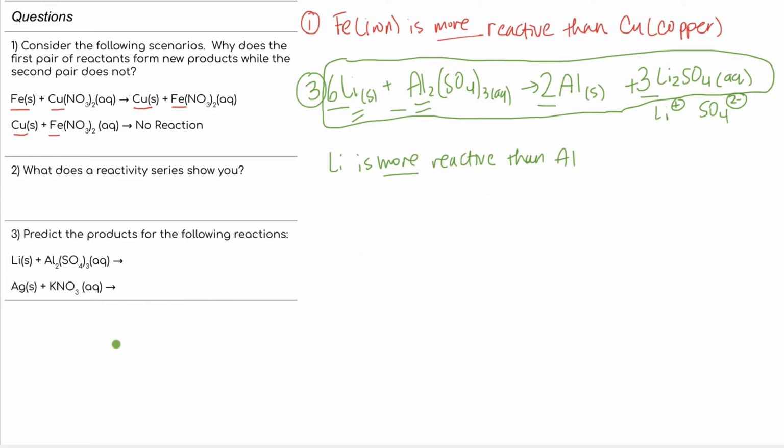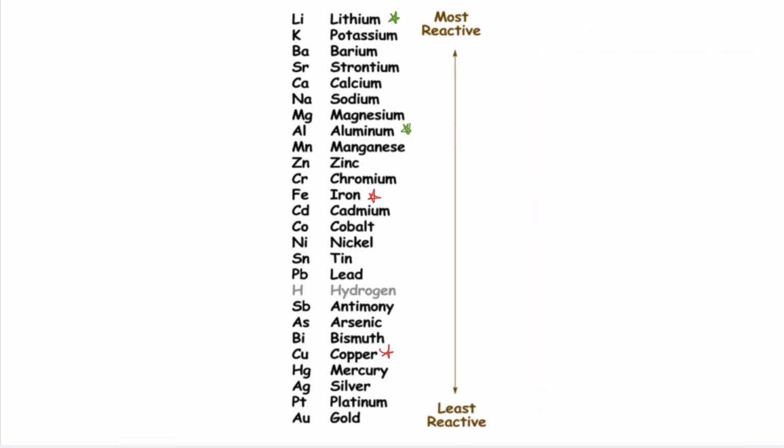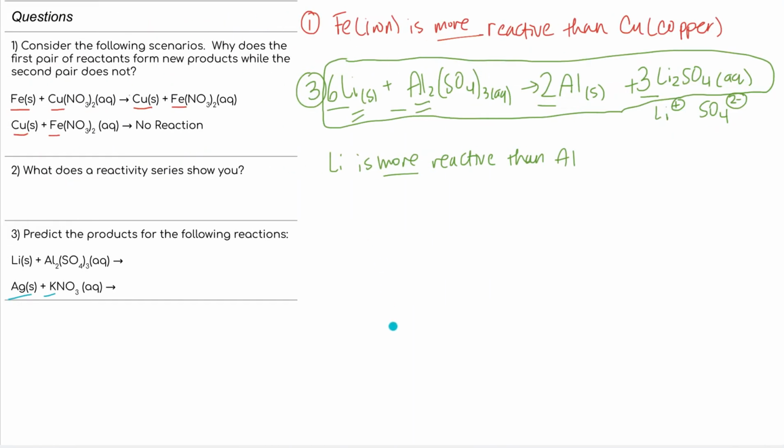And so let's look at our second example here. It's between, let's see, solid silver trying to react with aqueous potassium nitrate. So we're interested in comparing the relative reactivity of silver and potassium. So if we look at our reactivity chart, we can see that silver is way down here, and potassium is way at the very top here. So sorry silver, potassium's way more reactive. So let's write down what we just found out.